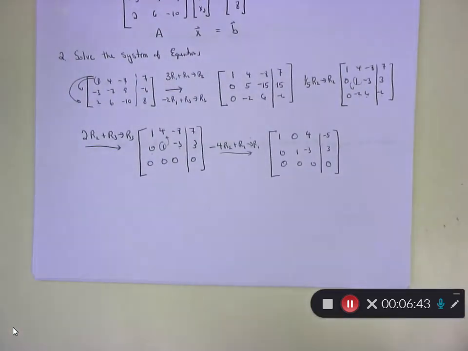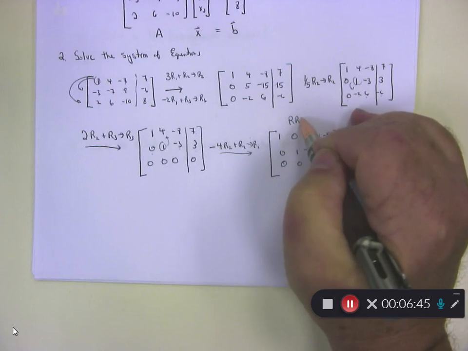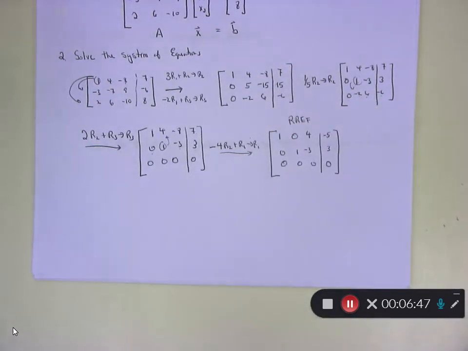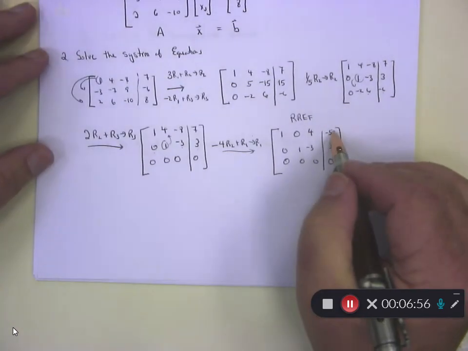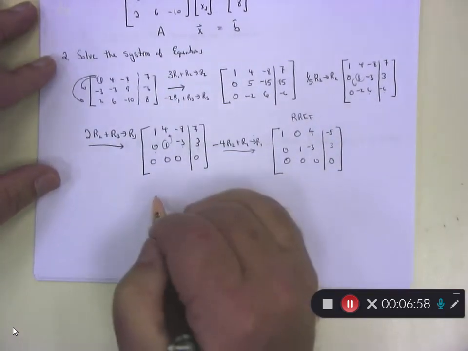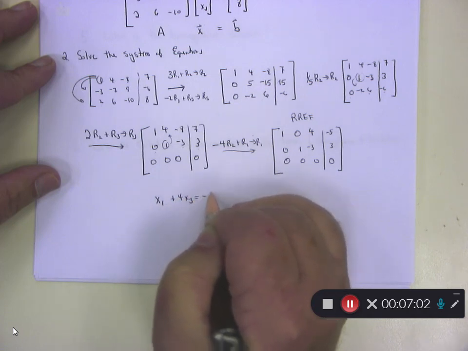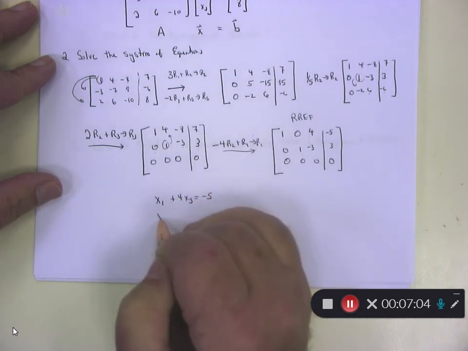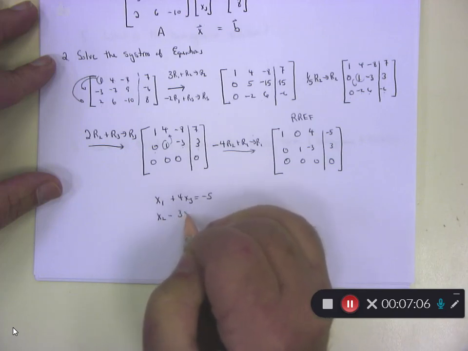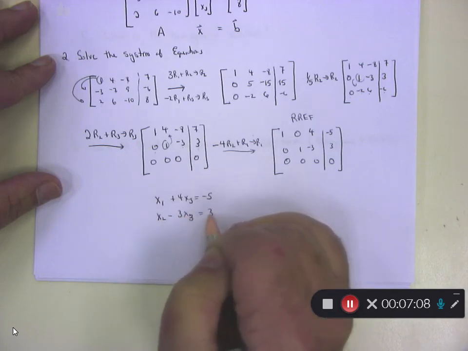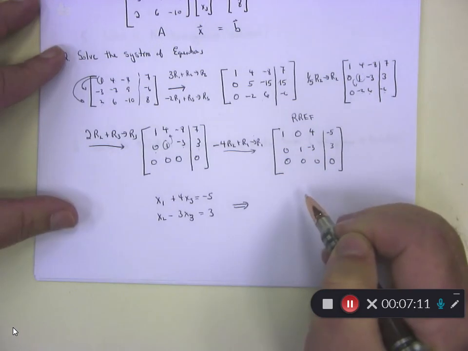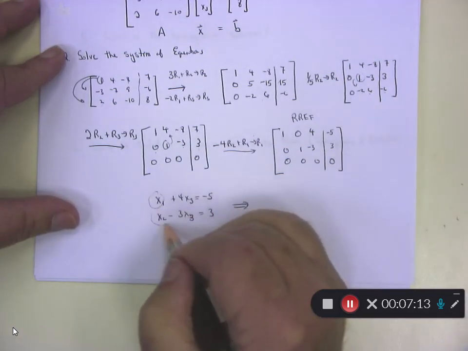Agreed. This is now in reduced row echelon form. You should recognize that. I want you to write the answer in parametric vector form. So how do I do that? I'm going to go back and rewrite these as equations. This becomes x1 plus 4x3 equals negative 5, and x2 minus 3x3 equals 3. How do I write it in parametric vector form? You solve for the pivots.